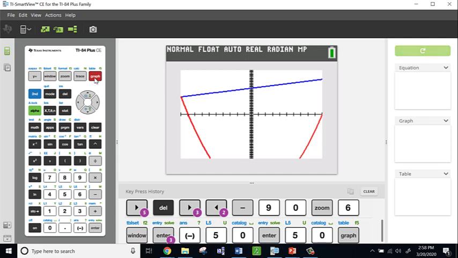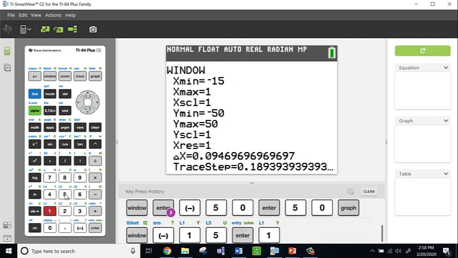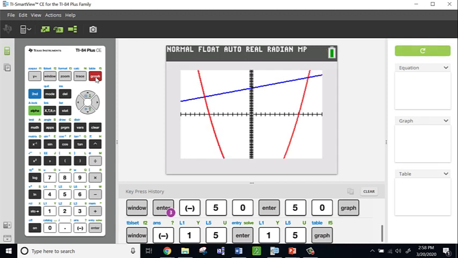Okay. So you can see the parabola and you can see the straight line. You can see they're hitting, but I can't see exactly where they're hitting. So that means I need to move my x-axis out a little bit. So I'm going to go to window. Instead of going -10 to 10, how about -15 to 15 and see if that makes a difference. Okay, so now I can see where they're hitting.